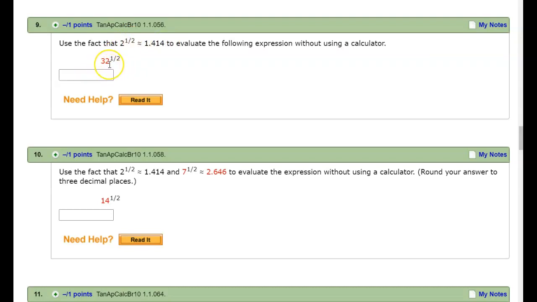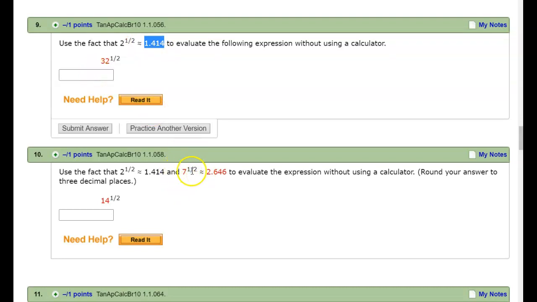So 32 to the 1/2, where 2 to the 1/2 is 1.414, well, 32 is actually 2 to the 5th. So I want to do 2 to the 1/2 to the 5th time. So I'm going to put this number in and do it to the 5th time, and that will give me the answer they're looking for here.